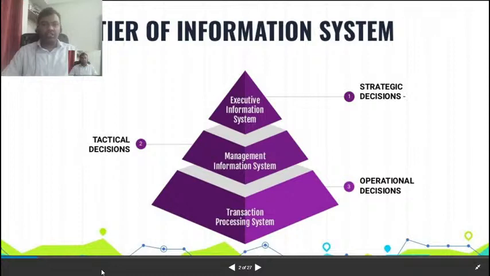So we have discussed the basics of MIS, Management Information System. We discussed decision support system. In decision support system, we talked about programmable and non-programmable problems. For both of these, decision support system will work.